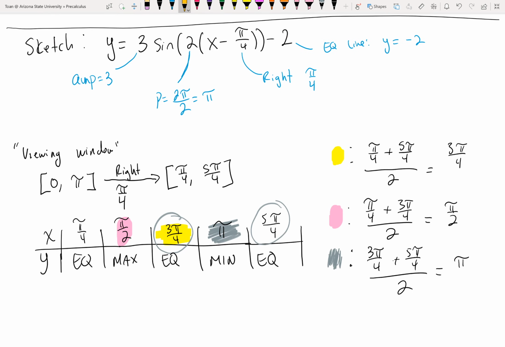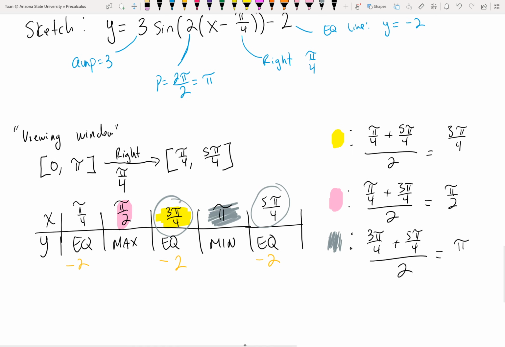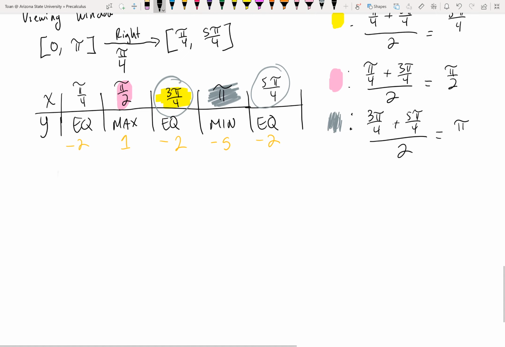So we know that the equilibrium is at -2. That's what this guy says. So we have -2 here, -2 here, -2 here. Now remember, the max and min are always separated from the equilibrium by an amplitude. And in this case, our amplitude is 3. So the maximum will go up away from the equilibrium, and the minimum will go down from the equilibrium. If the amplitude is 3 and the equilibrium is -2, if I go 3 spaces up from -2, I'm at +1. If I go 3 spaces down from -2, I'm at -5. There we have it. Everything we need to do a pretty decent sketch of the sine function.